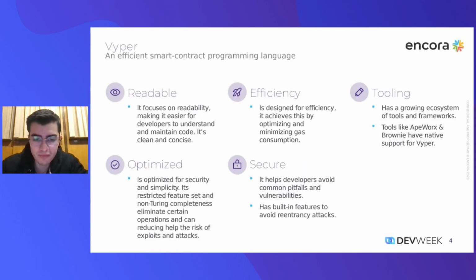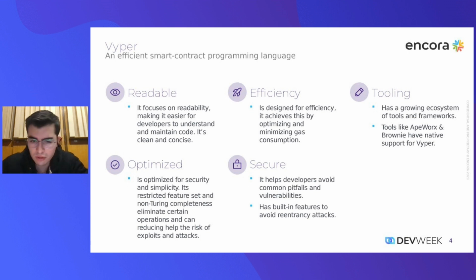Introduction to Vyper. Vyper is a smart contract programming language that was initially designed by Vitalik Buterin, one of the co-founders of Ethereum. Vyper focuses on readability, efficiency, optimization, and security. And in the last few years, it has gained a lot of improvements on the tooling side. So it has become a really compelling alternative to Solidity in the realm of developing smart contracts on the EVM.